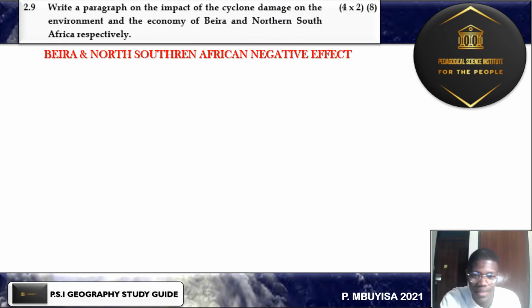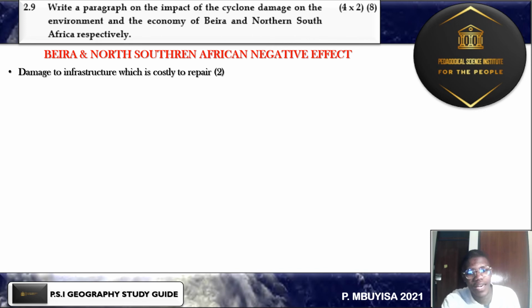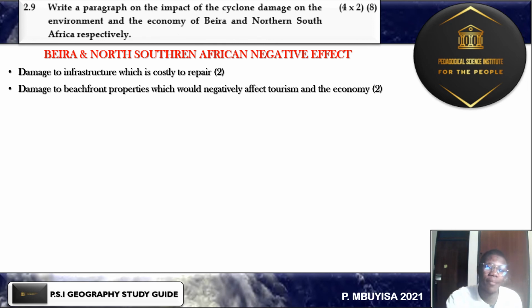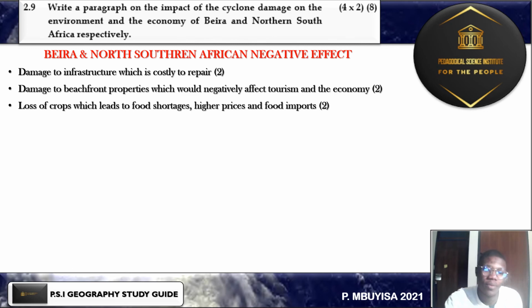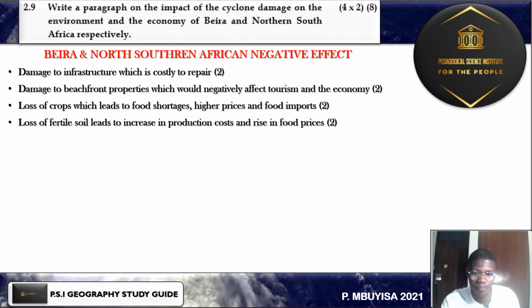Now again, we can think about Beria and northern South Africa negative impact. We can think about how it can damage infrastructure, which is very costly to repair. It may damage beachfront properties, which will negatively affect tourism and the economy. There will be a loss of crops, which leads to food shortages, and prices will go up or higher. And remember, we will have more food imports than exports, so it's going to affect the export market.